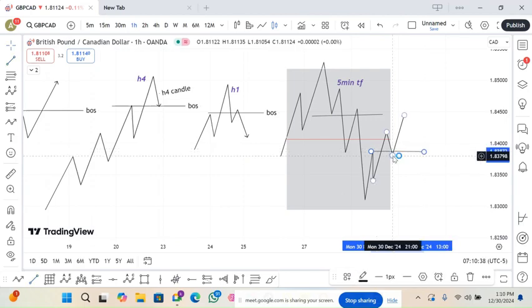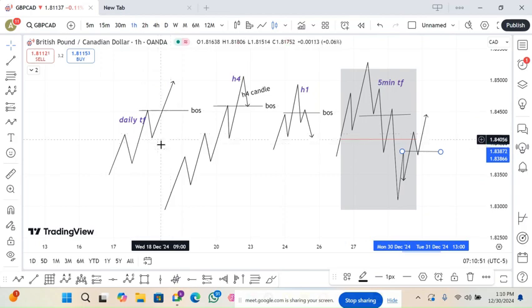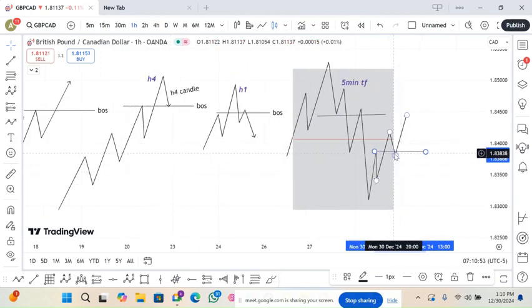You enter here. 40% of the time, you may get away with entering from here. But I'm telling you, 60% of the time, you will not get away with it. It will chop you off. Despite the fact that our daily is bullish and you've seen a break of structure in 5 minutes, it will chop you off.